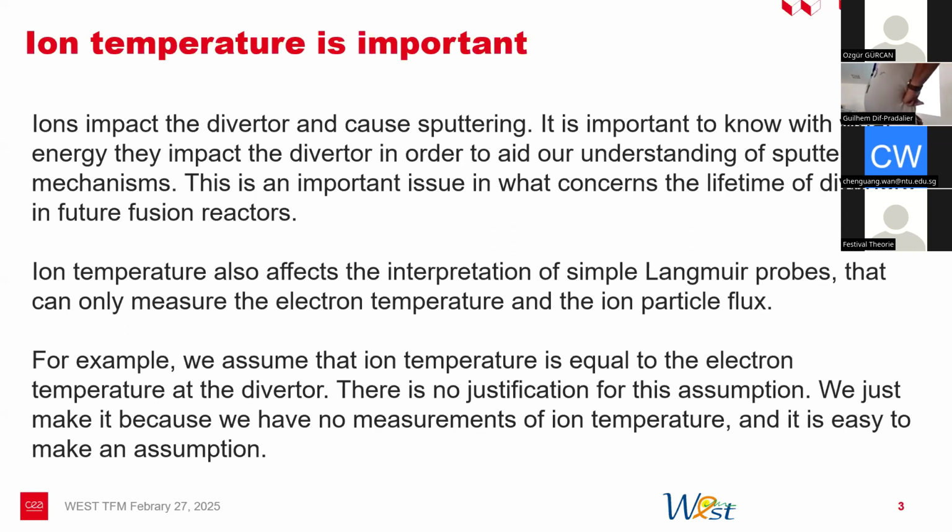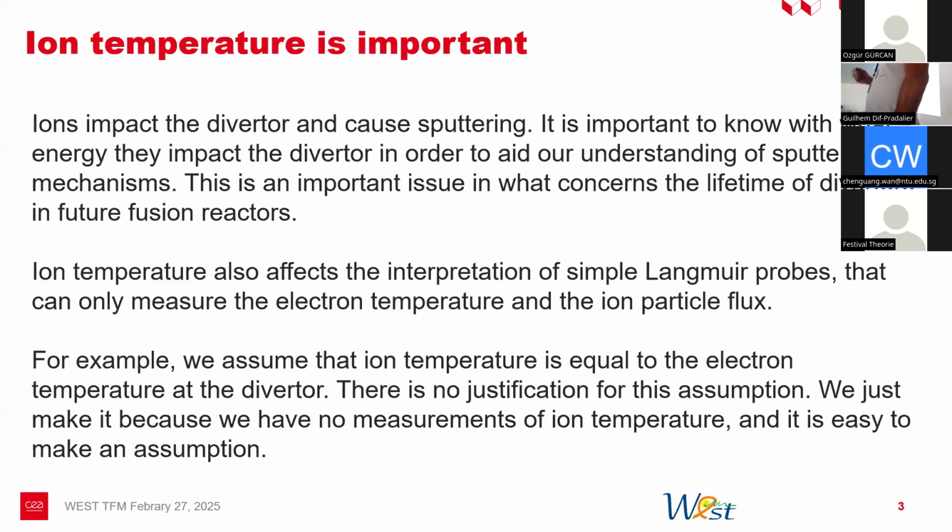Now, ion temperature also affects the interpretation of simple Langmuir probes. A Langmuir probe is basically a voltmeter that you stick into the plasma to measure its electron temperature and density, but it also depends on the ion temperature. And we usually just make assumptions on the ion temperature because it's actually almost never measured. So a Langmuir probe can only measure the electron temperature and the ion particle flux, and we'll talk a bit about that.